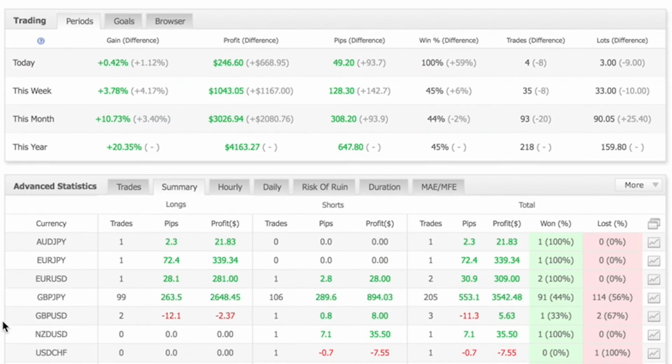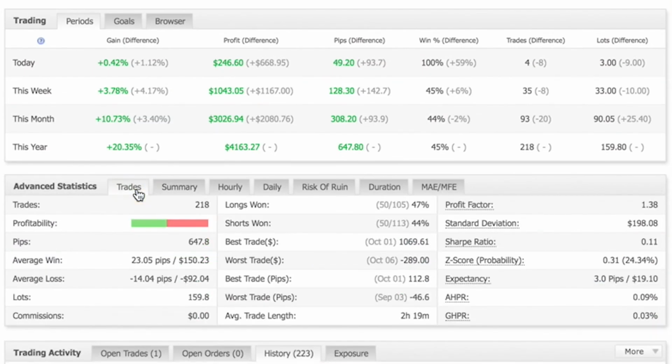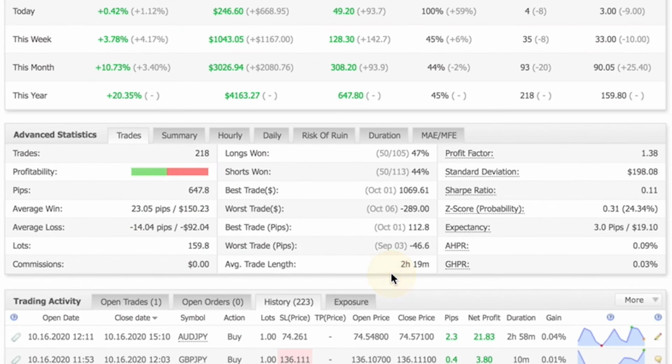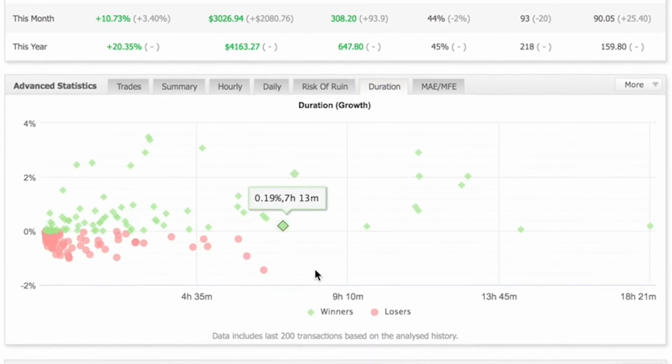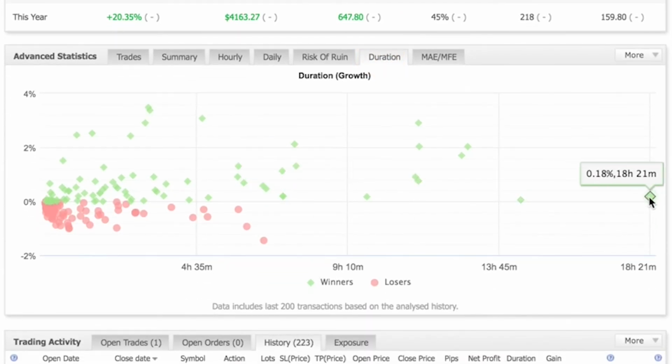Let's have a look at the average length of his trade, 2 hours and 19 minutes on average. Let's have a look at the duration scatter plot. At the maximum, he held a position for 18 hours and 21 minutes, and it was a winning position. The majority of his trades are below 4 hours.